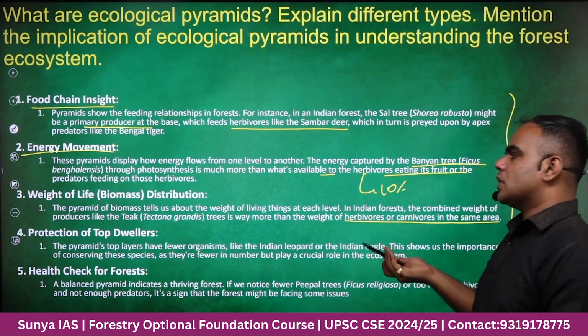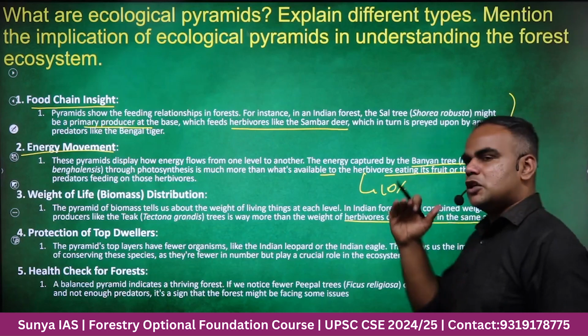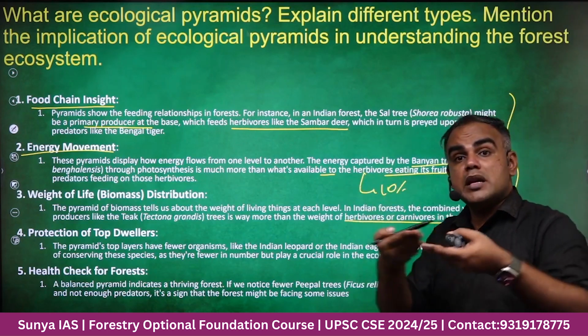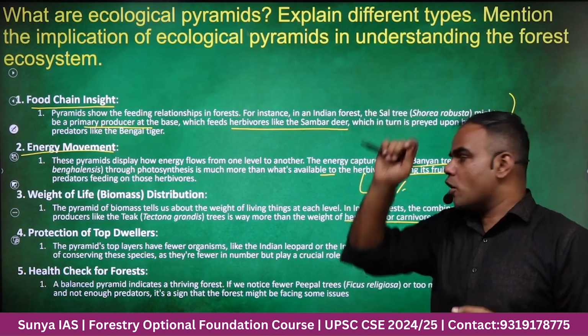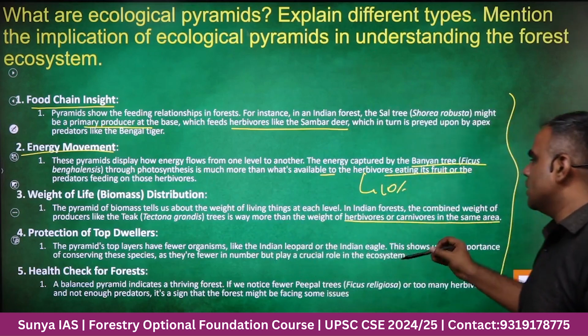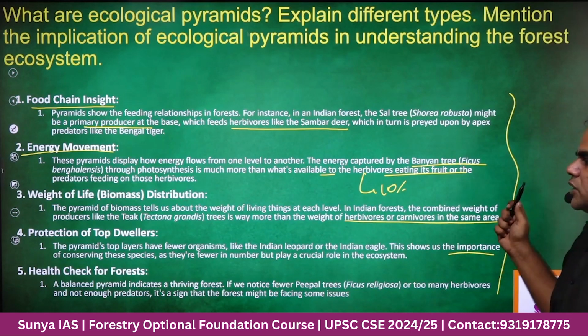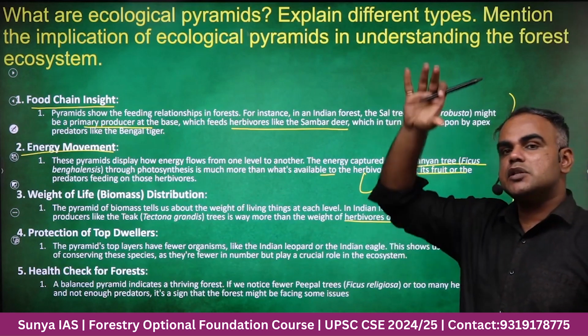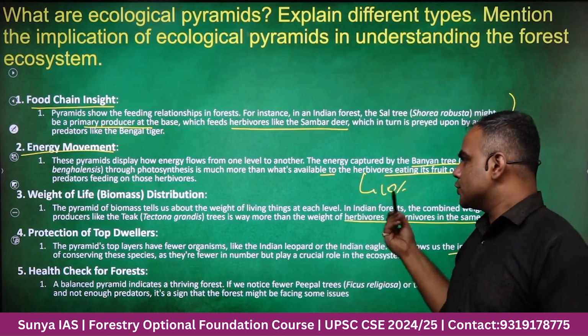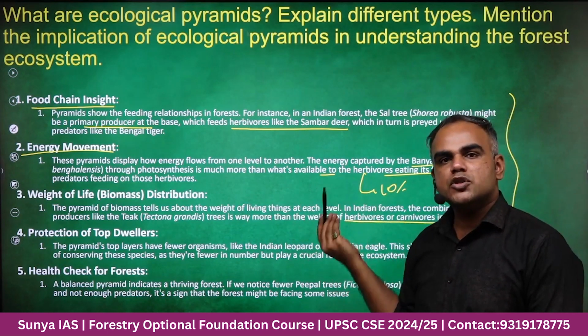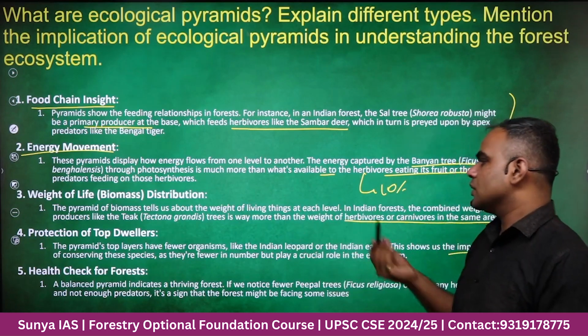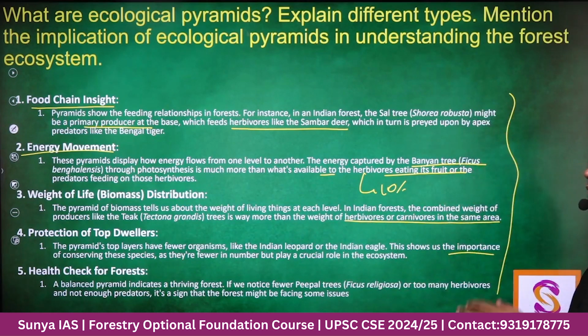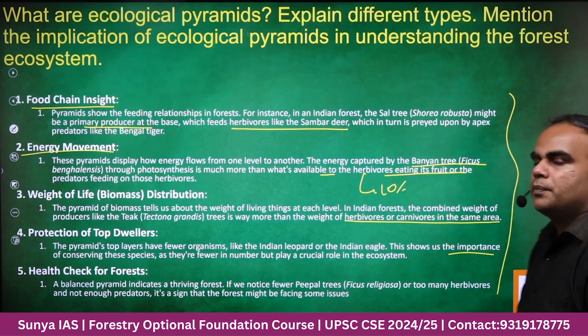As you know, as you move up, you will have very limited organisms. You will have too many producers, but very few top carnivores, etc. Leopard or eagle, which also tells you that we have to conserve the species at the top. So this also explains to you the protection of top dwellers. These are health checks for forests. So again, if you have a proper balanced pyramid, this also helps.